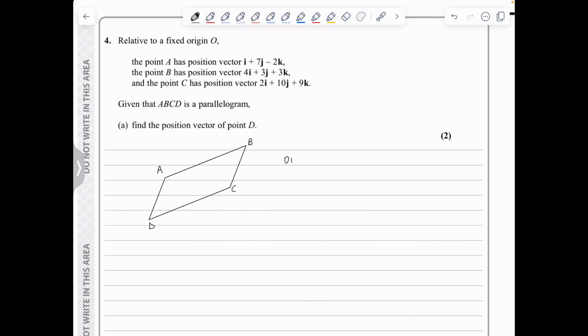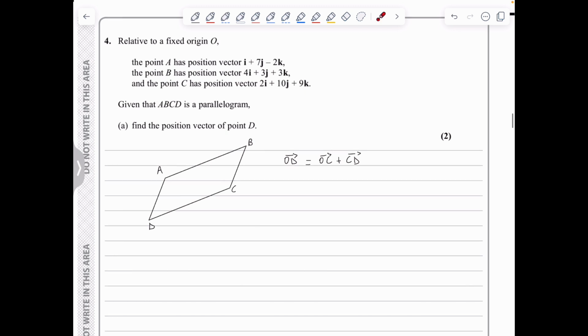That's the vector OD, which can be written as OC plus CD, which means that to go from O to D, I can go from O to C and then from C to D. Going from C to D is the same as going from B to A because we're looking at a parallelogram. So this can be written as OC plus BA, and the vector OC is 2, 10, 9, while to find the vector BA, I will simply do A minus B.